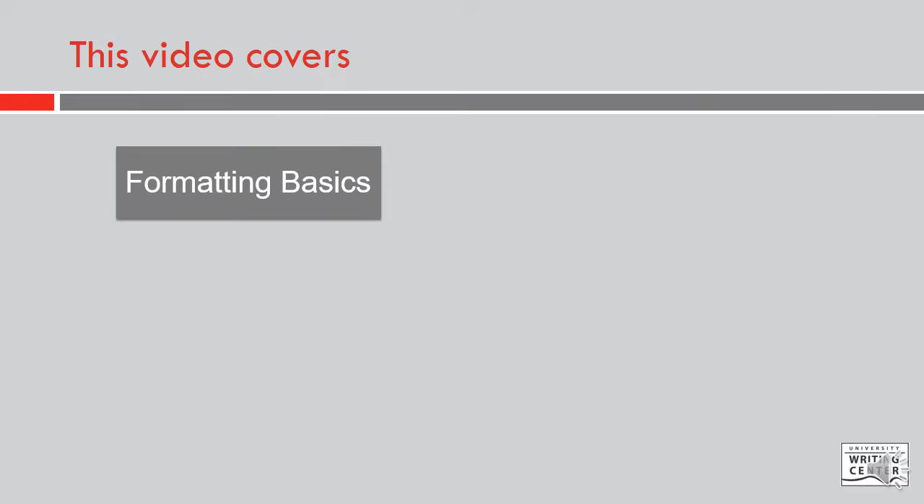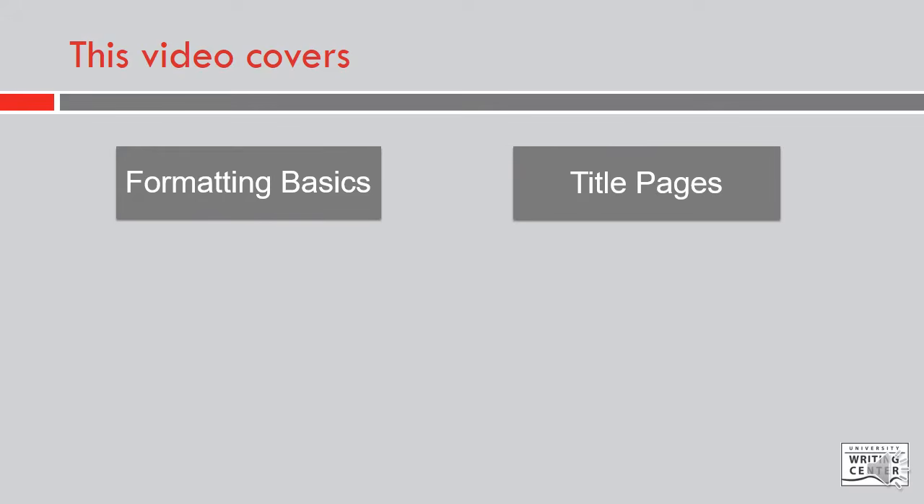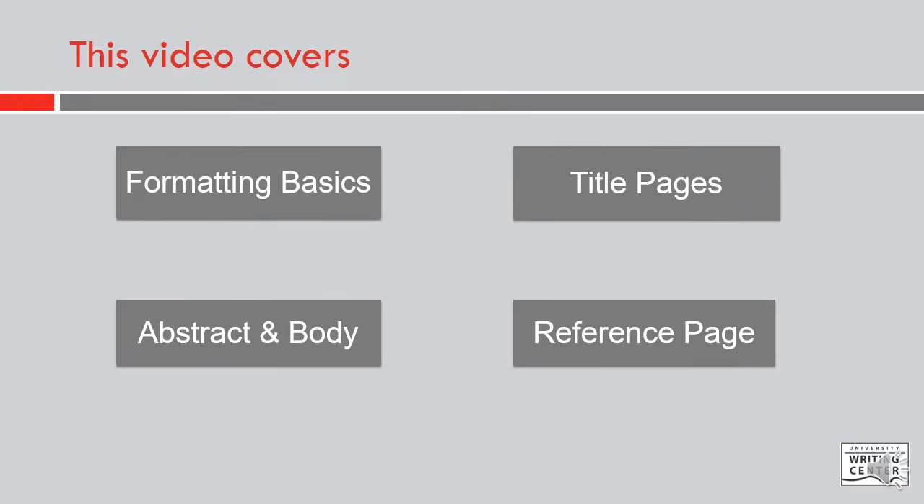I will show you how to use Microsoft Word to format your paper according to the guidelines in APA 7th edition. I will first cover a few basics of APA format, then the title pages, then the abstract and body pages, and finally the references page.